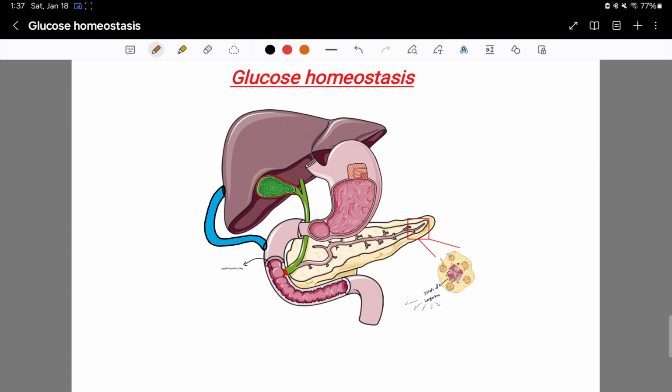Today we're going to talk about glucose homeostasis, and there's a couple of important organs involved here.